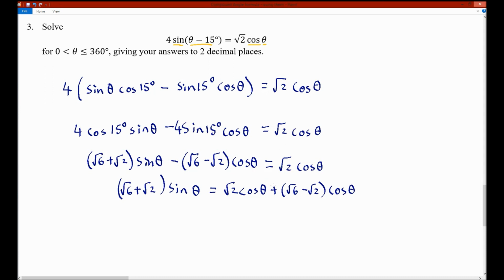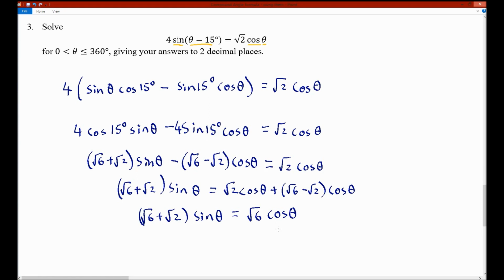And of course, we realise at this point we can simplify it because we've got root 2 cos theta plus root 6 minus root 2 cos theta. So the root 2's are going to cancel out there, leaving us with this. And now I notice I've got a sine theta, I've got a cos theta. I'm thinking, is there any trig identity involving both of them?